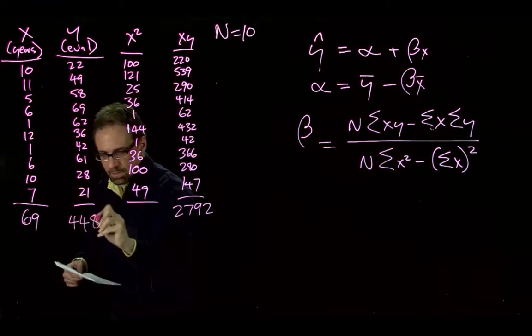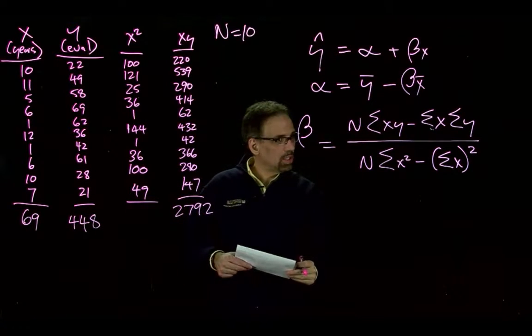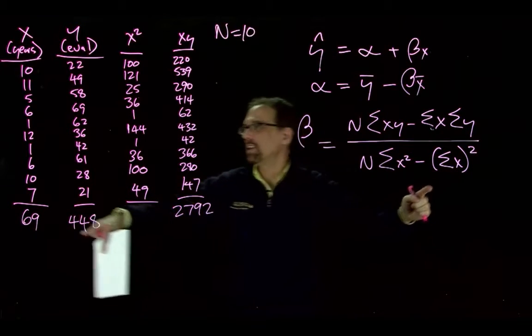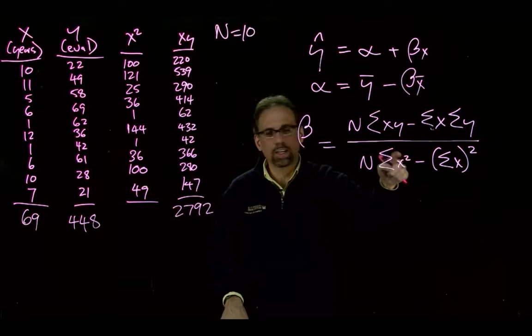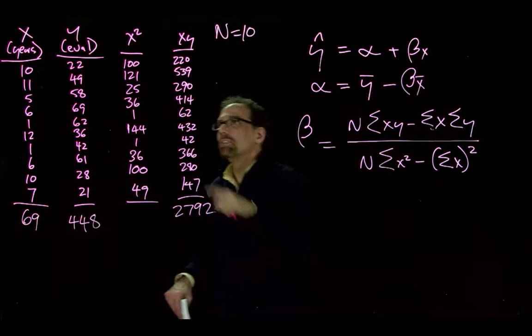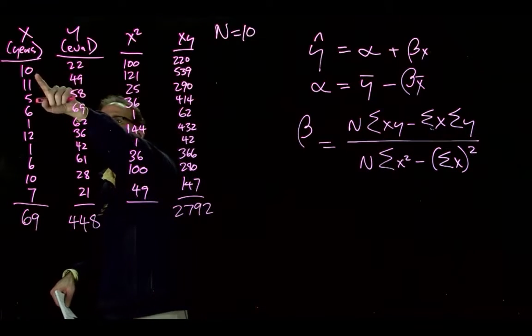448, my dependent variable. And let's see, what else do I need? I've got the sum of x here, so I already have that. I just did that. And then right here, I need the sum of x squared. So I've got to calculate x squared first and then sum those up. So that's this column here. Here's my x squared. I just did this for you already.